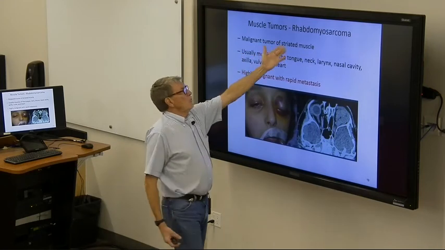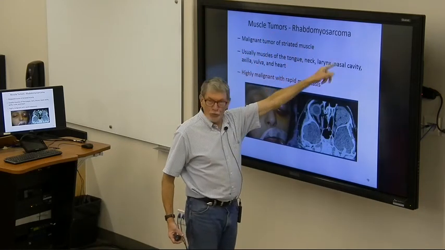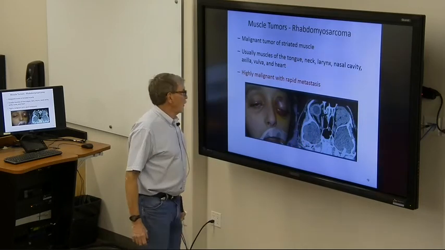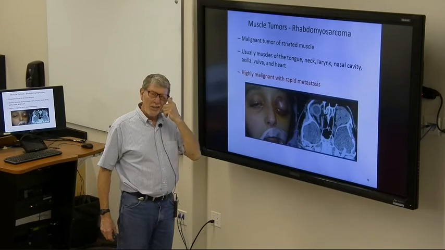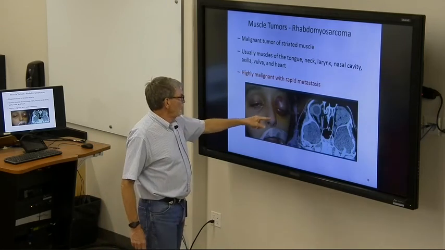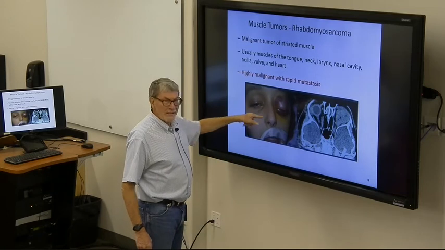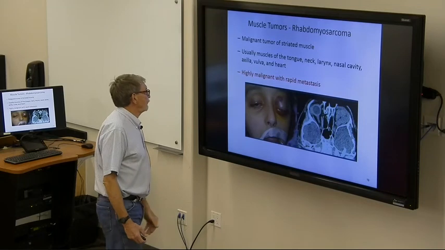Rhabdomyosarcoma means skeletal muscle cancerous tumor. And so a kid who has this, this is skeletal muscle. Your eyelids are skeletal muscle. They're voluntary controlled muscle. And this is a malignancy of that skeletal muscle around the eye.